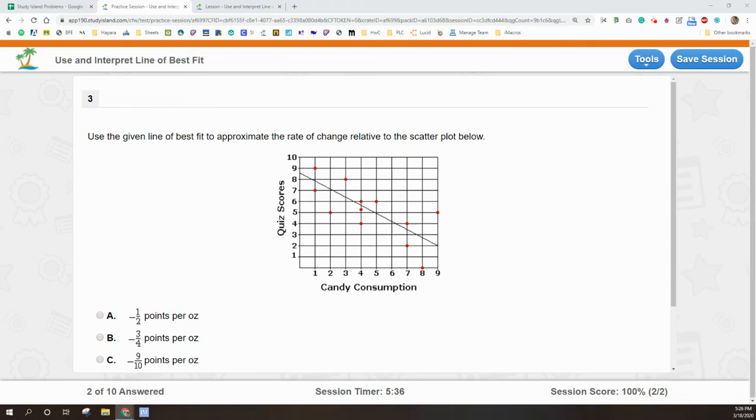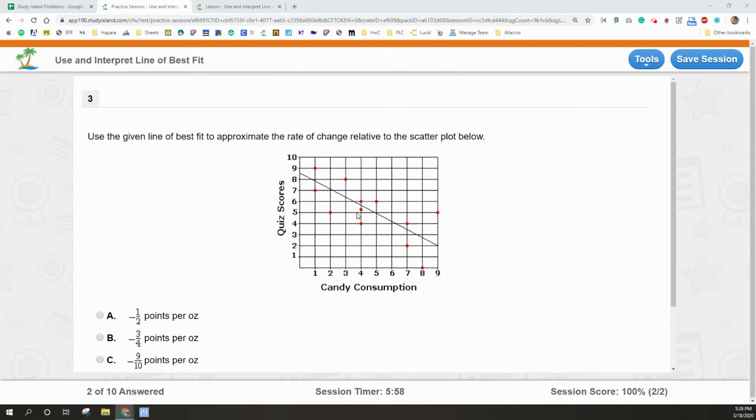Number 3, use the given line of best fit to approximate the rate of change relative to the scatter plot below. The rate of change is the slope of the line. So I told you should look for the y-intercept and the slope of the line. This one is basically just asking you for the slope of the line. You should know how to find the slope of a line.